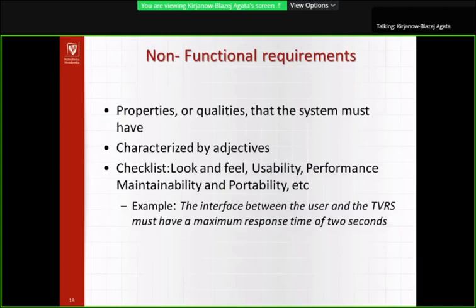Properties or qualities that the system must have, characterized by adjectives and checklists: look and feel, usability, performance, maintainability, and portability. And for example, the interface between the user and the TVRS must have a maximum response time of 2 seconds.